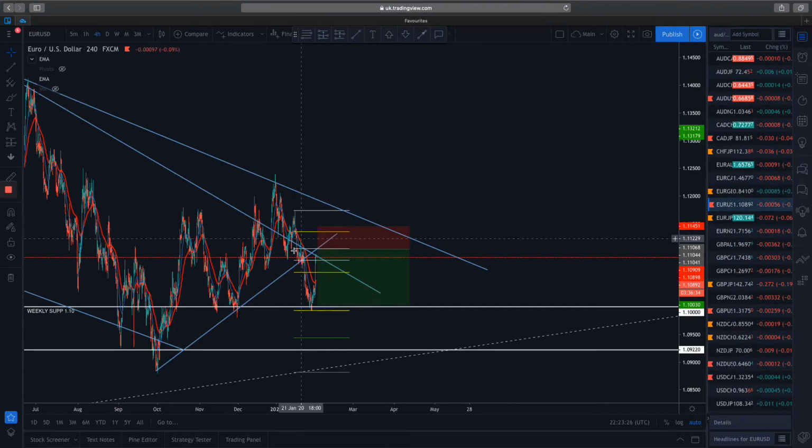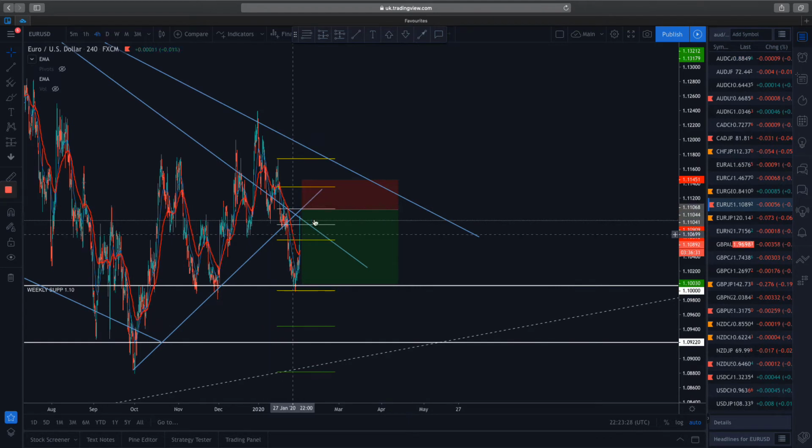Euro dollar, we're at a very interesting level, coming up to 618 on the fibs, so looking just to take this down to recent lows if we see a clear rejection.